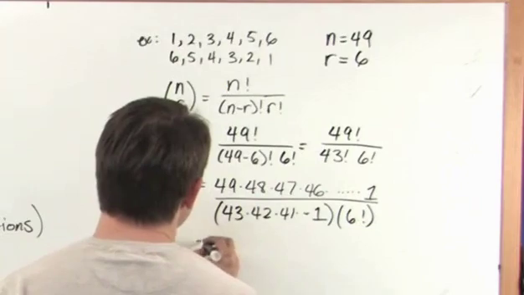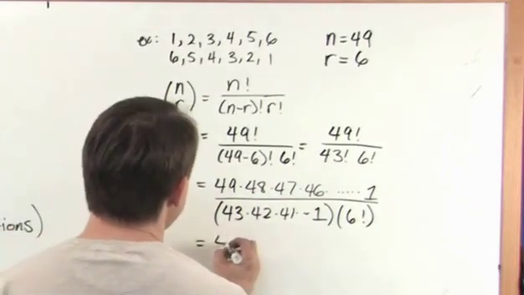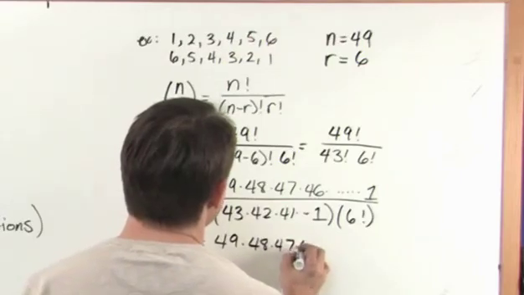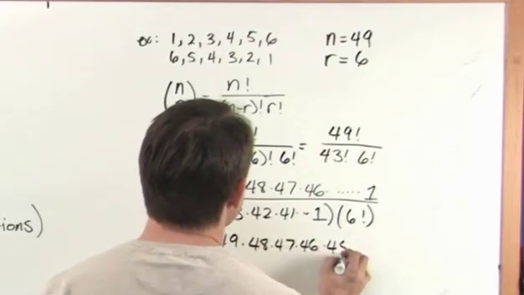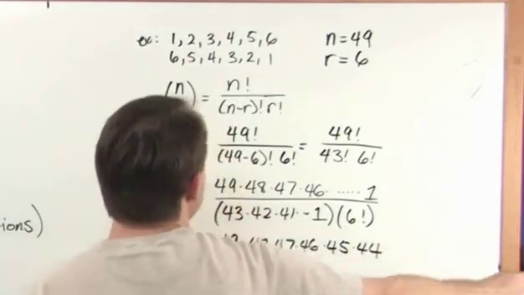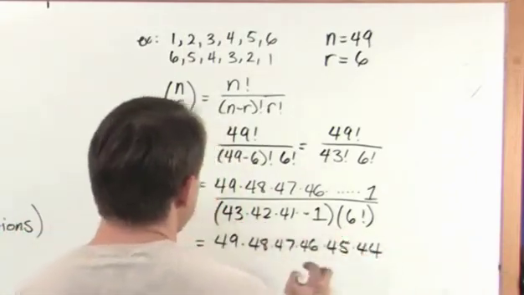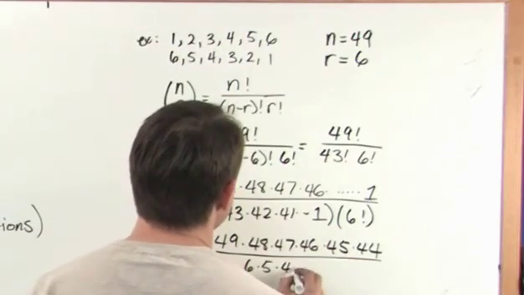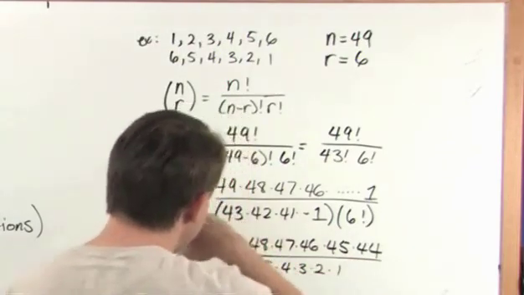So what you're going to have, if you were to write all this down, on the top you'd have 49 times 48 times 47 times 46 times 45 times 44. Everything below that, 43 and below, cancels with all of these 43s and below. And on the bottom, you're going to have 6 times 5 times 4 times 3 times 2 times 1. That's what's going on here.